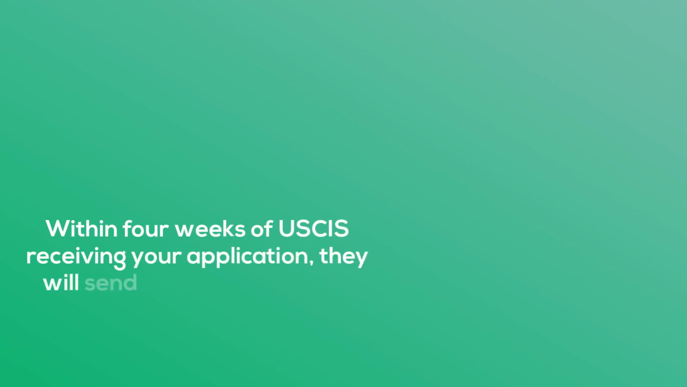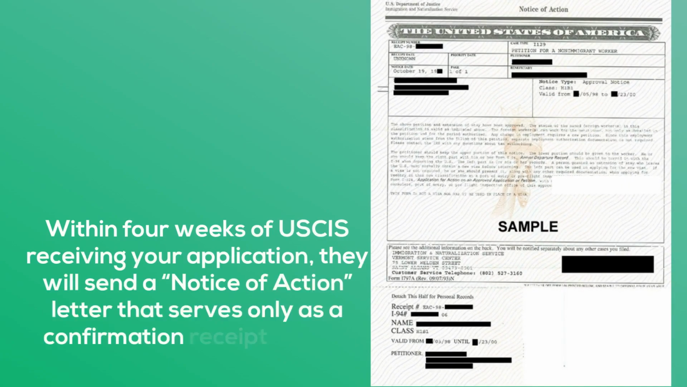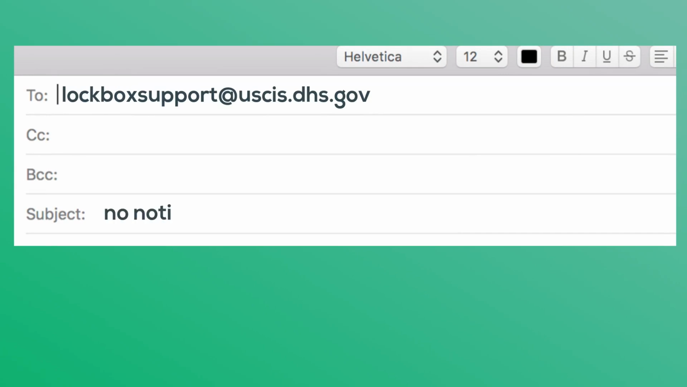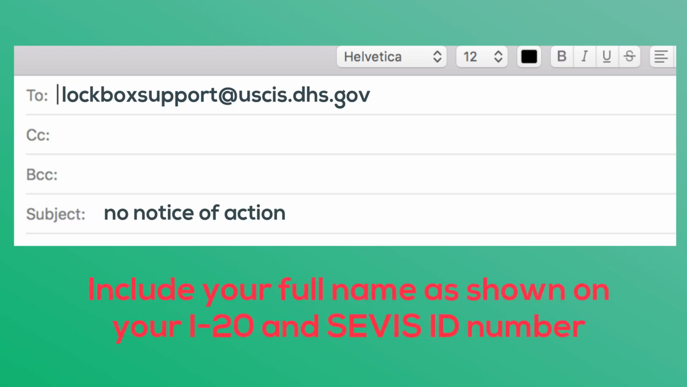Within 4 weeks of USCIS receiving your application, they will send a Notice of Action letter that serves as a confirmation receipt of your application. If you don't receive a Notice of Action, please send an email to lockboxsupport@uscis.dhs.gov, use No Notice of Action in the subject line of your email, and include your name and CVIS ID number in the body of your message.